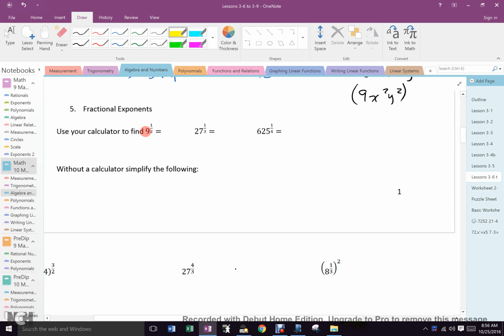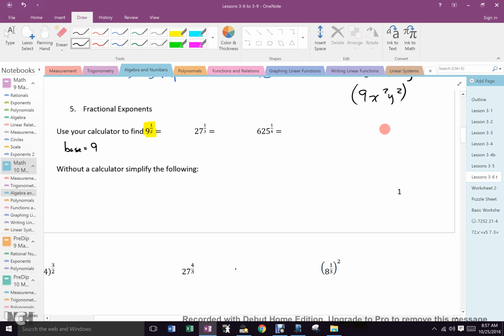So looking at this, what is the base here? The base is 9, yeah? Agreed? And the exponent says we are going to take 9 and we are going to multiply it by itself half a time. Does that make any degree of sense?